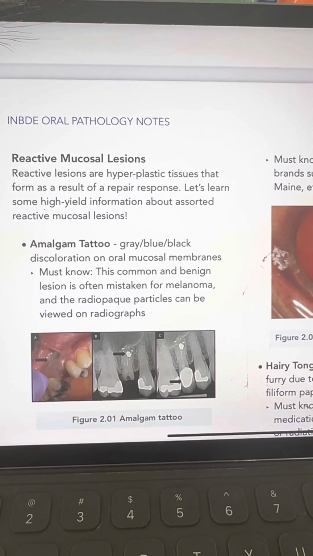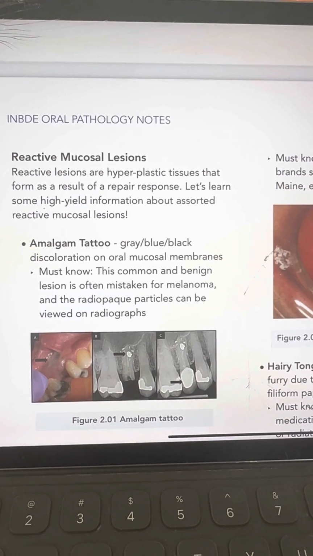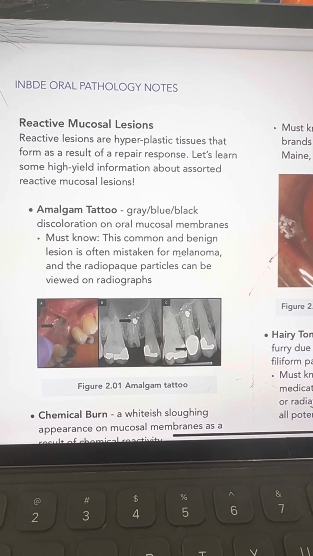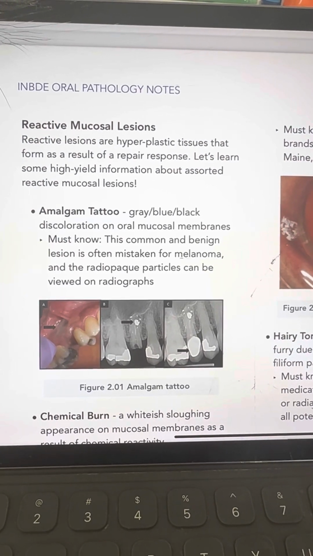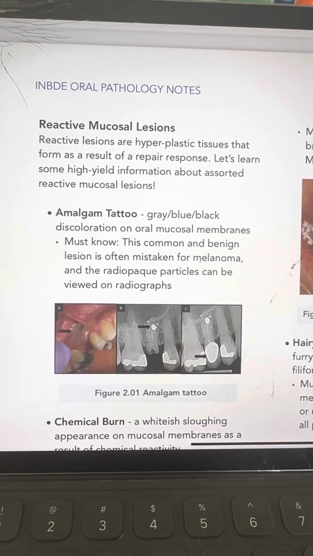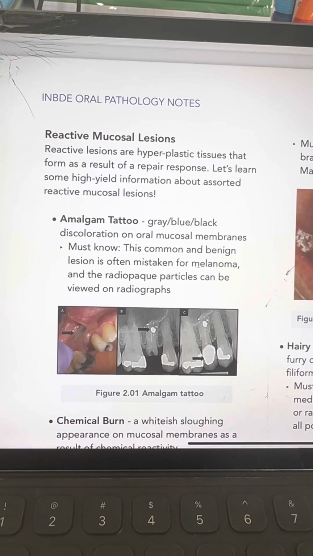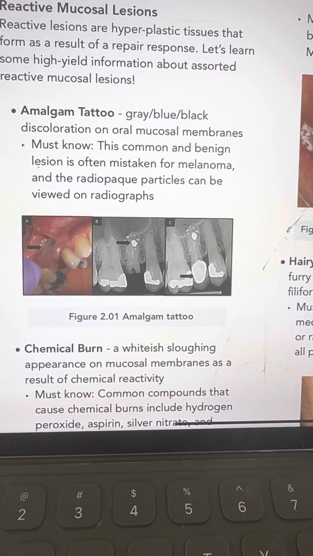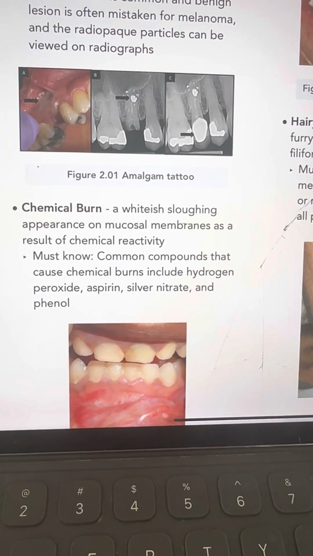Amalgam tattoo: gray, blue, black discoloration on the oral mucosal membranes. Must know: this common and benign lesion is often mistaken for melanoma, and the radiopaque particles can be viewed on the radiographs. Amalgam tattoo.